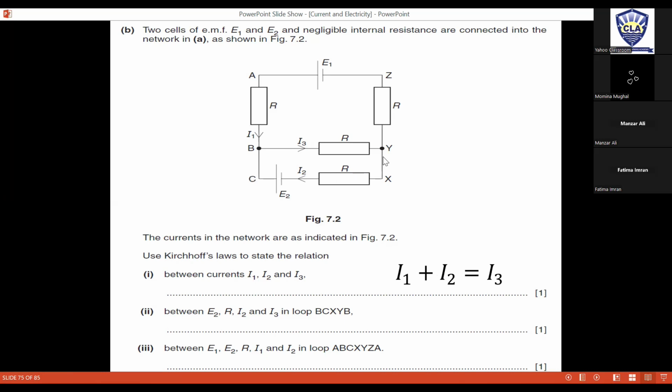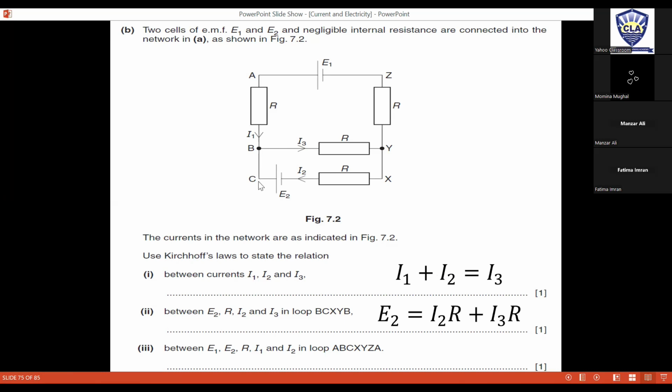B, C, X, Y, B. In this branch, we have only one cell, E2, and we have two resistors, R and R. This has I3 current, this has I2 current. It will be E2 is equal to I2R and I3R.